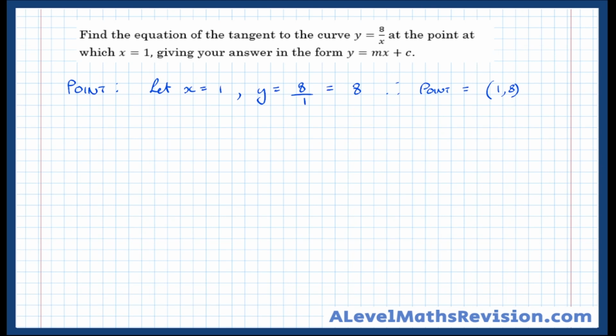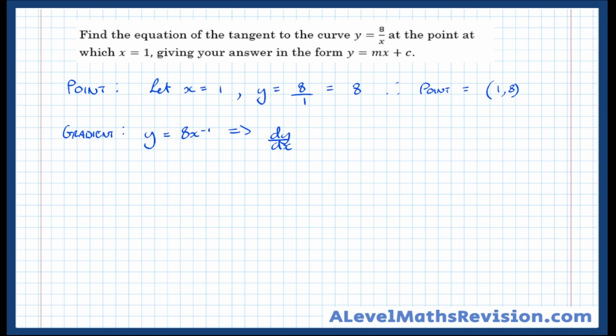Well, to find the gradient of a curve, as you know, you find and use the gradient function dy by dx. Well, 8 over x isn't yet differentiable. It's not in a differentiation friendly format yet. So we need to rewrite it as 8x to the minus 1. So now we can find dy by dx. And maybe you want to pause it here, try and continue with the rest of the question yourself.